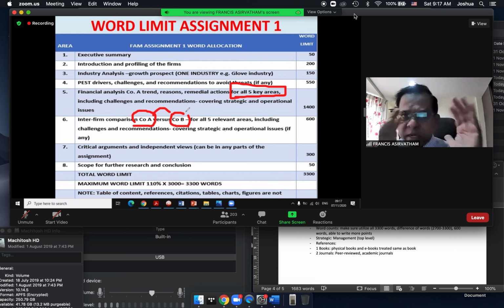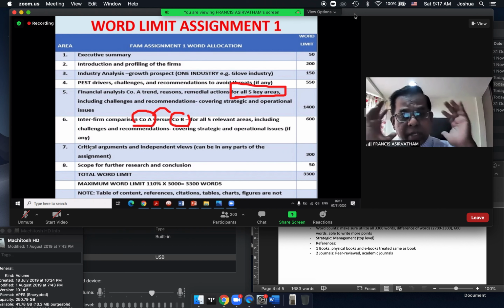It's because they understood the question requirement. Number 7, critical argument and independent view. About 300 words is given. You have to have critical argument.